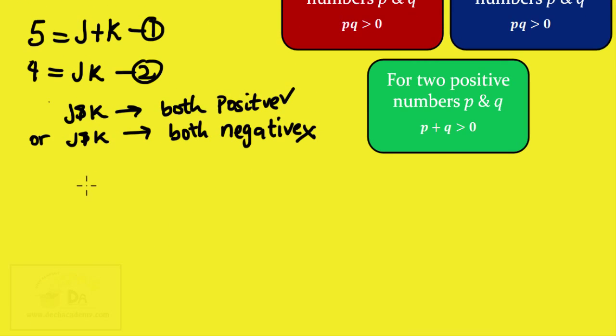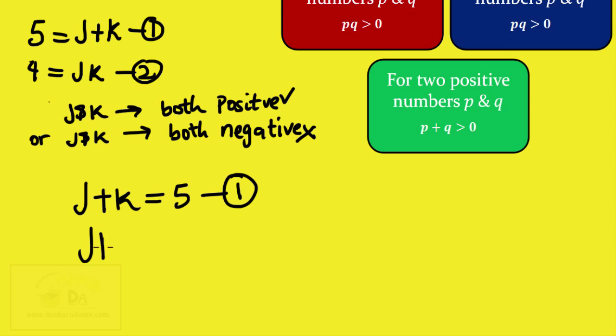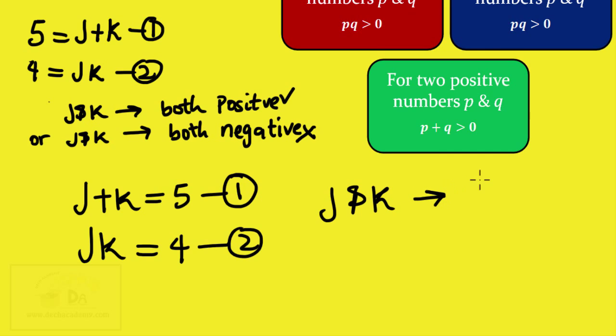So let's just rewrite the equation in this form. Equation 1 is now, I'm just rewriting it just like this. I'll just swap the left hand side and right hand side. And jk equals 4. And we know that j and k are both positive numbers. I'm just going to represent positive with a symbol.